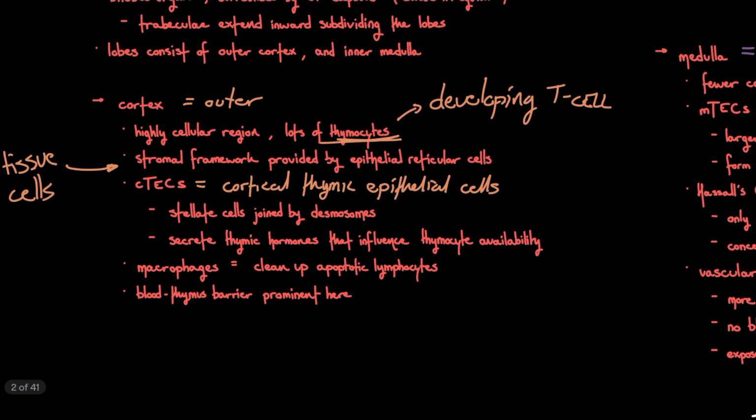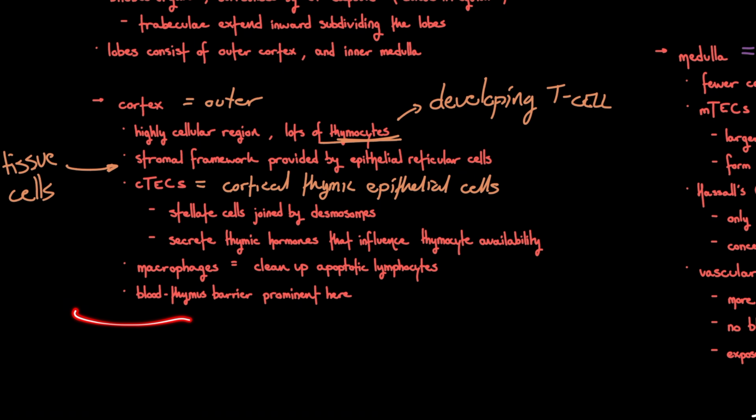In the cortex, we have cortical thymic epithelial cells. That is the stromal cell of the cortex. These are stellate in nature, so they look like stars. They have big long arms, and they secrete thymic hormones that influence thymocyte availability and activity. Basically, they're going to help dictate what the thymocytes do once they get into the cortex. You also have macrophages hanging out in here. They're going to clean up any lymphocytes, any T cells or pre-T cells that didn't make the cut in selection, making sure that we don't have dead debris hanging around.